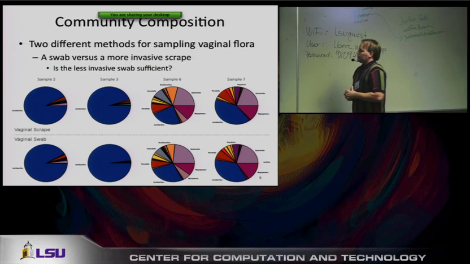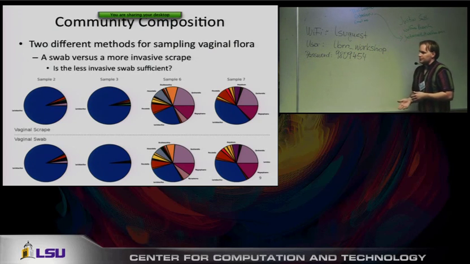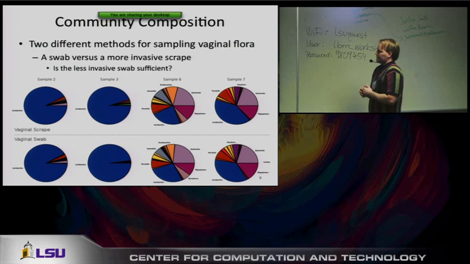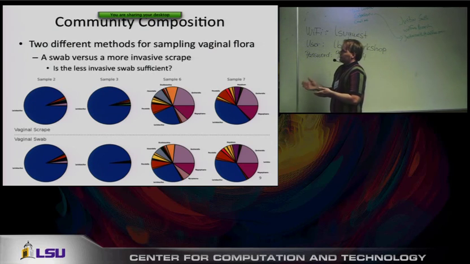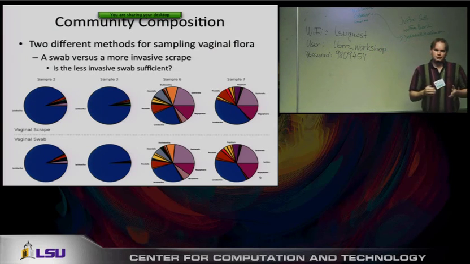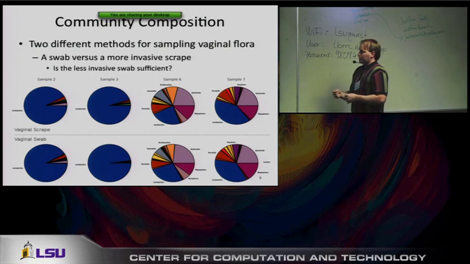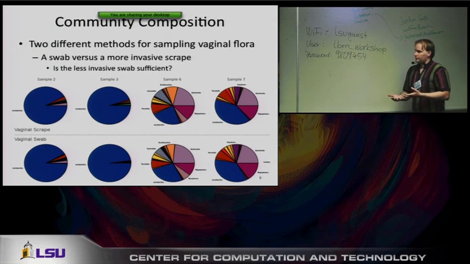So one of the experiments we were dealing with is a disease called bacterial vaginosis, and women will come in, they have bacterial vaginosis. You take a sample of the bacteria living in the vagina, and you want to look at what's present in that community. So there are a couple of different methods you could use for that. One, they used a cotton swab to get some of the bacteria, and then they sequenced it. And another one, they used an actual scrape to take tissue. And of course the scrape is going to be more invasive, more painful than the swab.